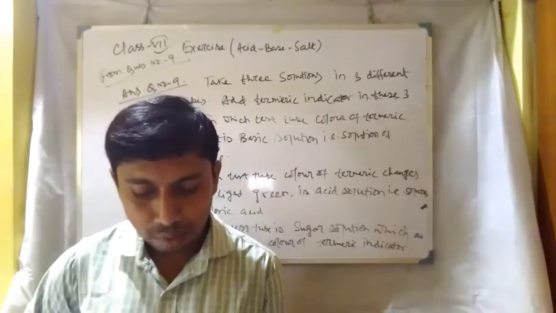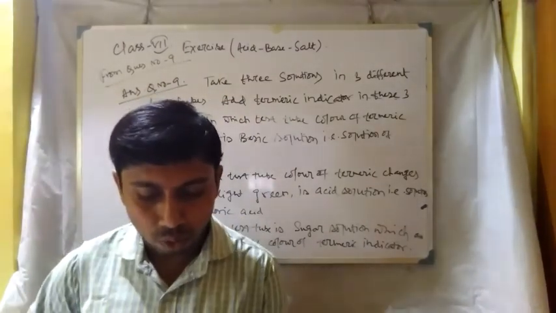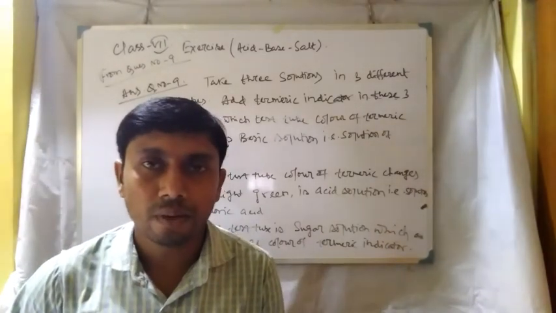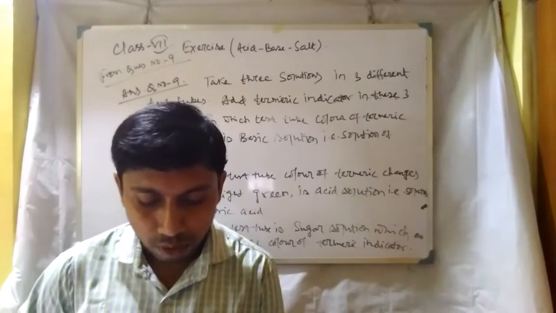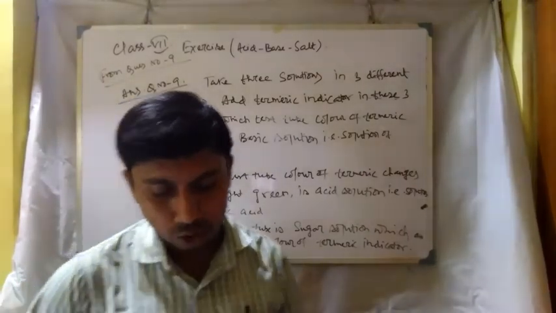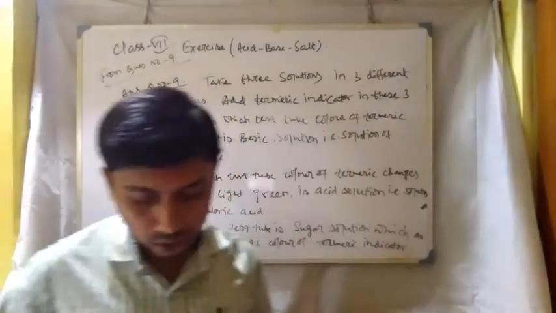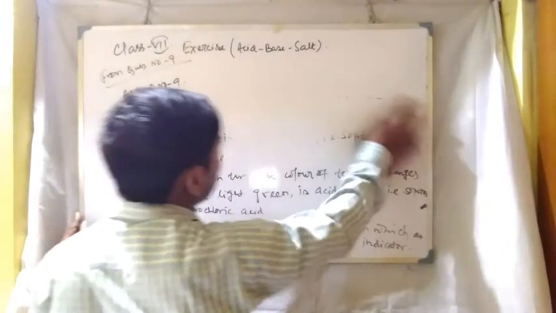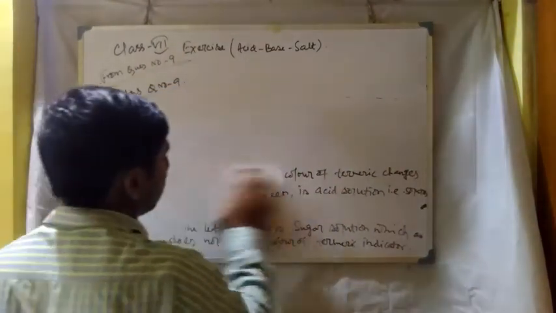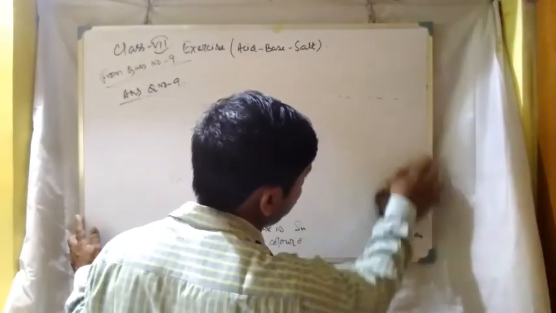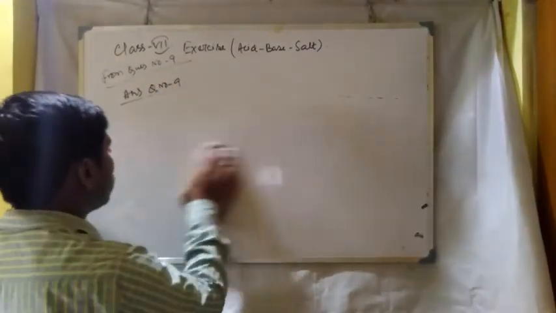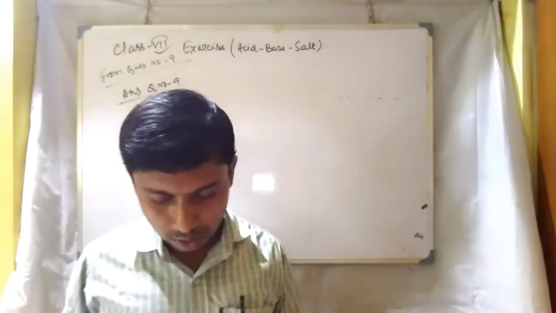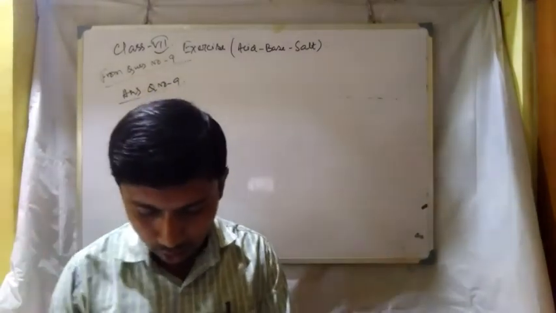Blue litmus paper is dipped in a solution, it remains blue. What is the nature of the solution? Explain. So, when the indicator does not change the color, that means in blue, it may be neutral or it may be basic. Neutral or basic.